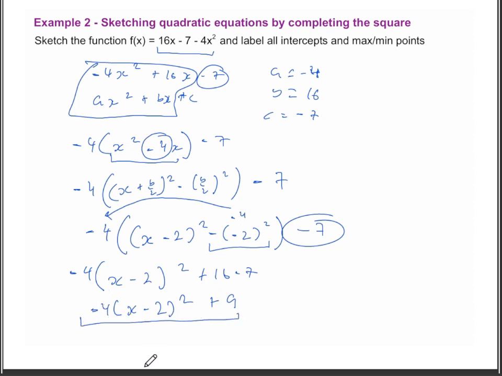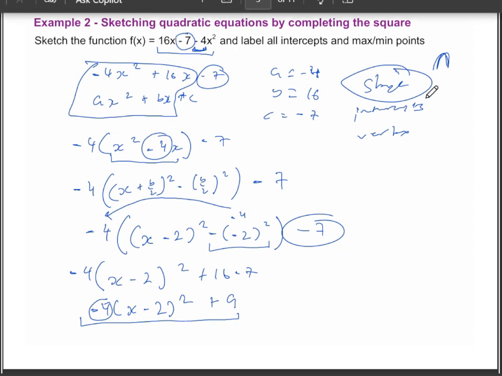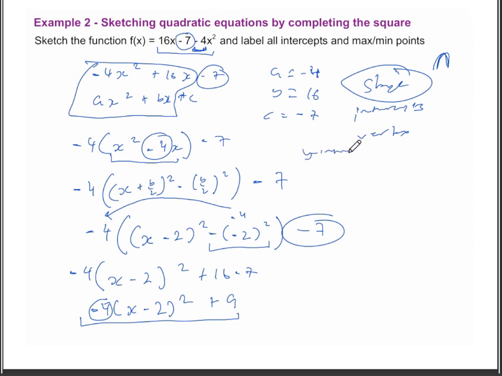Now from this, how exactly do we get the shape, the intercepts, and the vertex? Shape is pretty clear. The number outside the bracket gives you the shape, or you could see it directly from your original quadratic equation. It's negative in this case, so our shape is going to be an N shape. For the y-intercept, x is 0, or it's the independent term in your quadratic, -7. So the y-intercept is (0, -7).